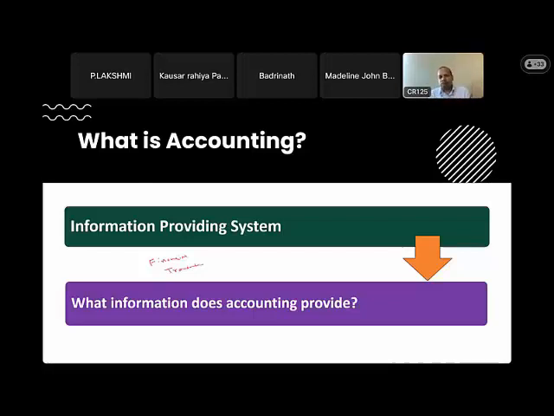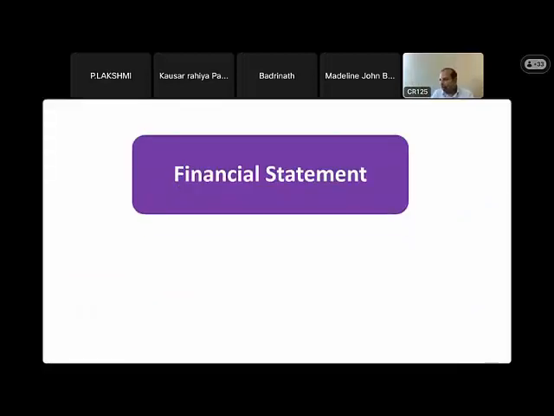The answer is pretty simple. Financial transactions, or financial position. If we put all these in a proper form, the basic answer is that the major information accounting provides is called a financial statement. The financial statement consists of whatever you told just now: financial transactions, financial positions. It all covers within that. So let us talk about this a little bit.